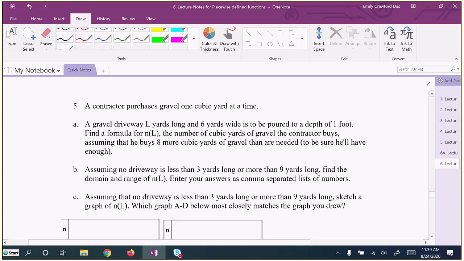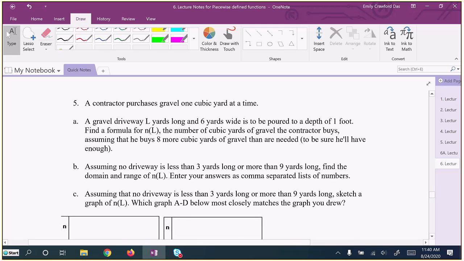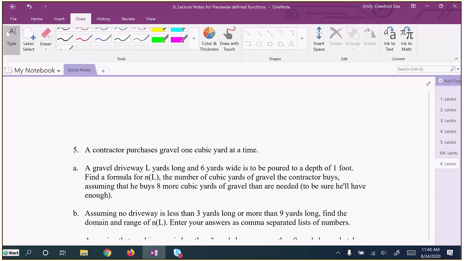Okay, another example, a contractor purchases gravel 1 cubic yard at a time. So this might be important, I'm not sure, 1 cubic yard at a time. Let's hang on to that. It says a gravel driveway L yards long, 6 yards wide, is to be poured to a depth of 1 foot. Find a formula N of L for the number of cubic yards of gravel the contractor buys, assuming that he buys 8 more cubic yards than are needed to be sure that he'll have enough.